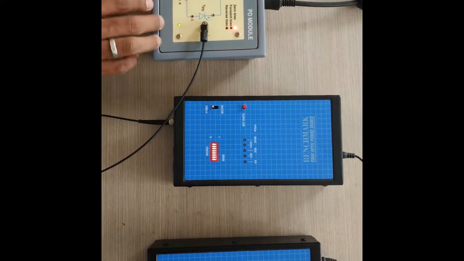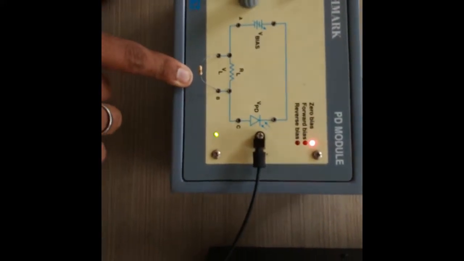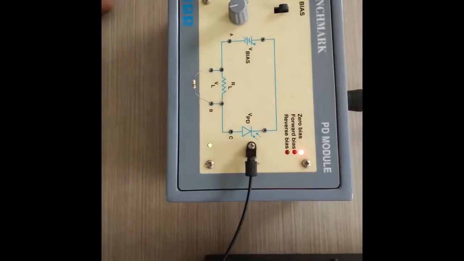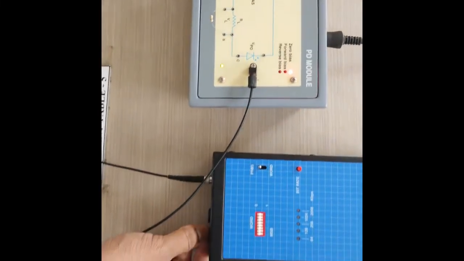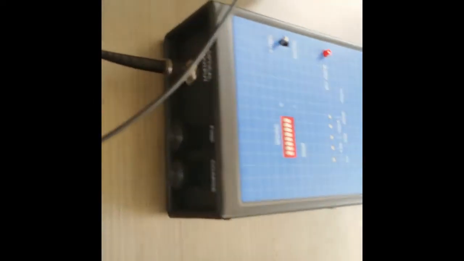Here I have connected a 1 mega ohm resistor as a load. So by varying this power value, I am going to measure this output voltage using a multimeter.